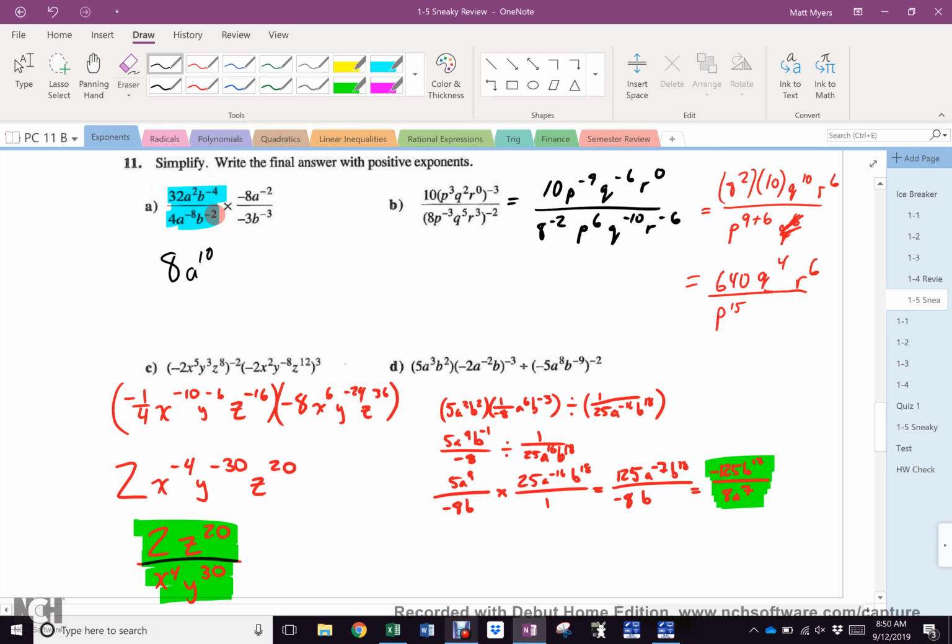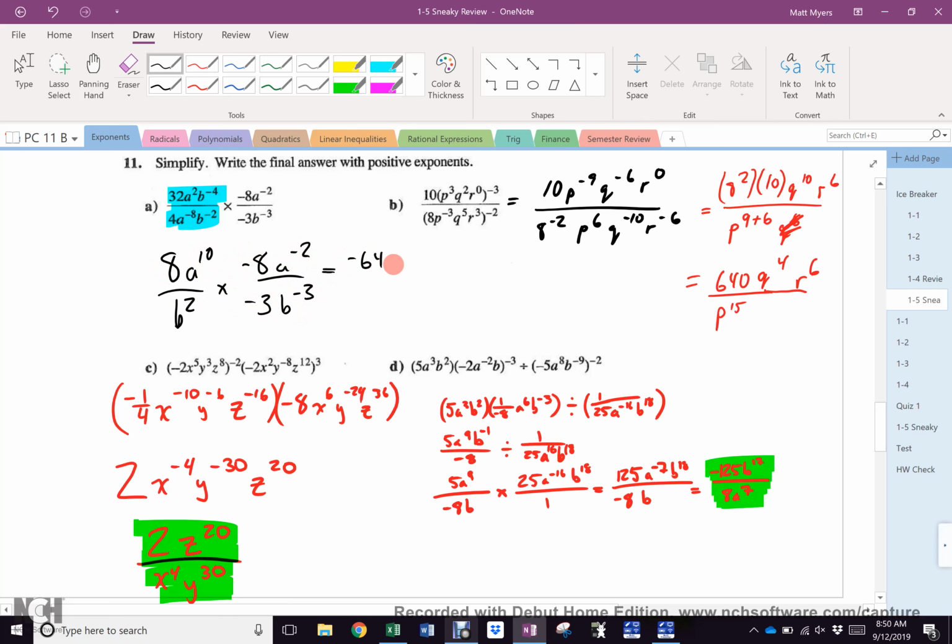-4 minus -2 is b to the -2. Now, if you don't like that there, you're going to move it now. Right? Times -8, a to the -2, -3, b to the -3. When we multiply, we go straight across. 8 times 8 is -64.